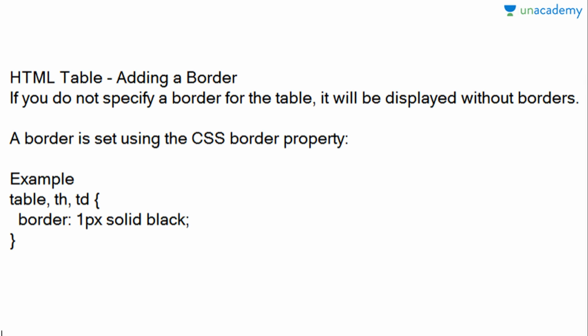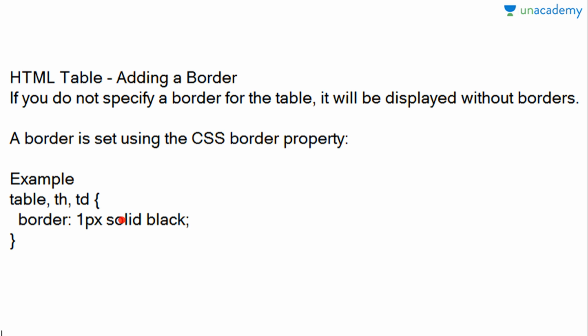Now let's see about the borders. How to add a border in a table. This is added with a CSS property only. A border is set using the CSS property that we have seen, and if we do not specify the border of a table, it will be displayed without borders. So let's see how it is specified. We do it with the following code.